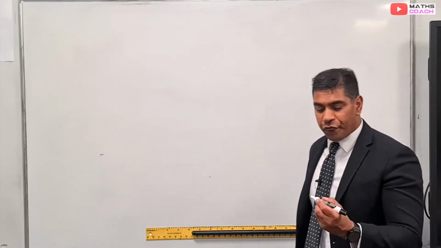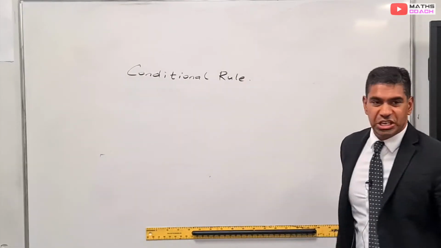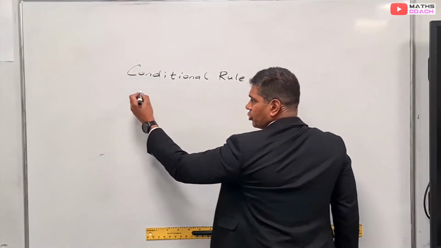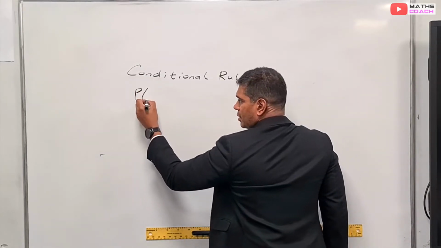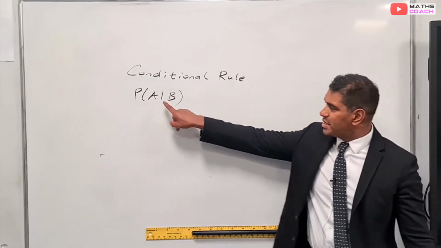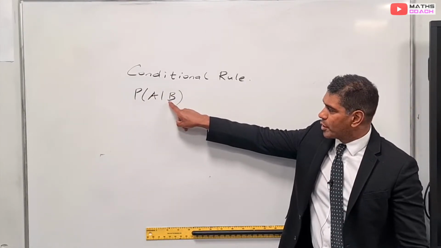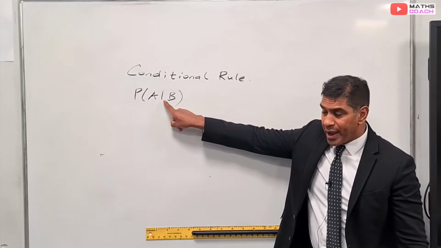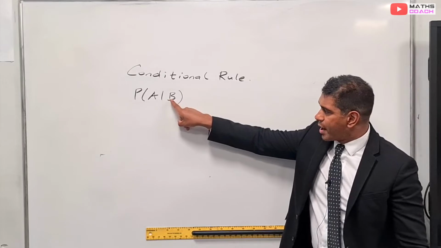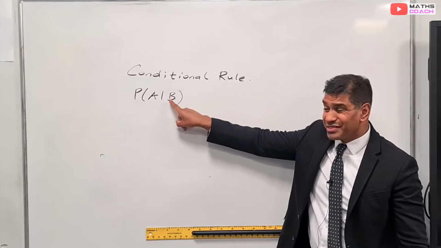And now our fourth rule is the conditional rule. Now, what do I mean by that? Well, the conditional rule, slightly harder, is notated like that. You're going to see this in enough A-level papers and A-level questions. A with a line, B. It's not a forward slash, it's like a vertical line. A, line, B. Now, what that suggests is the condition.